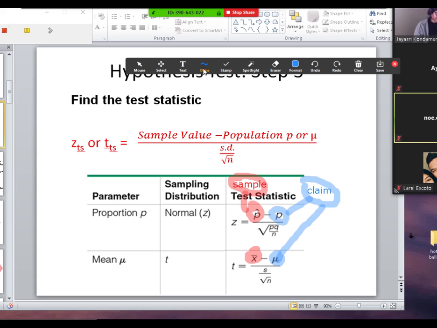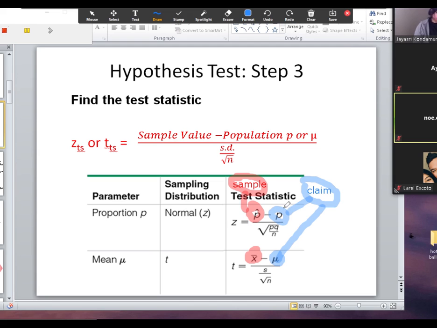People get confused by that a lot, so that's why I wanted to bring it up. It's important that you recognize that whatever you said in your claim, that is what goes there. That's your P and your mu. Your P and your mu are whatever's in your claim. Whatever you got from the sample, when it says sample of, that is your P hat and your X bar. When it says sample, and then goes on and says the mean of this or the standard deviation of that, that's where you get your P hat and your X bar from.